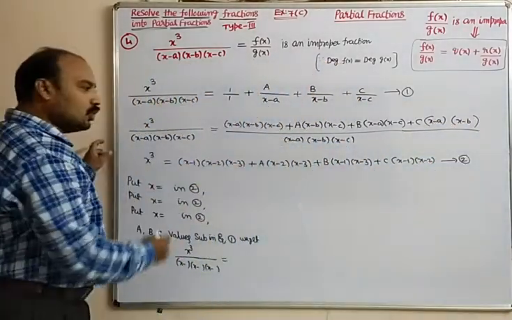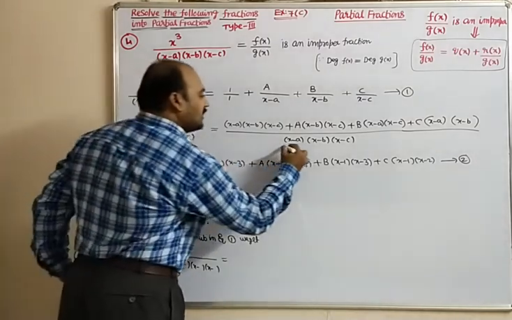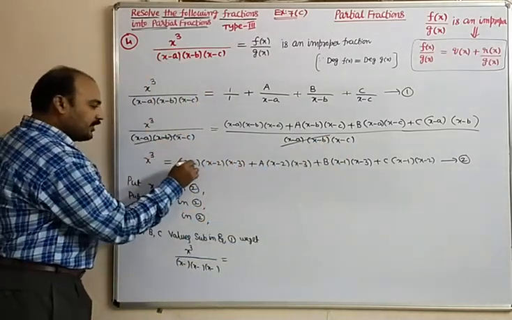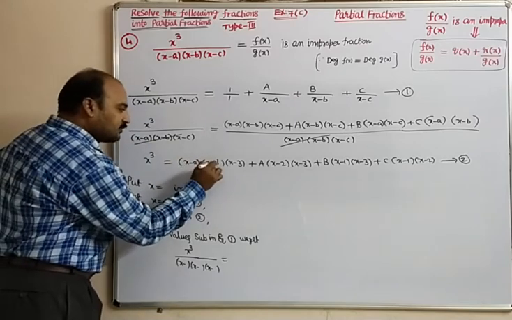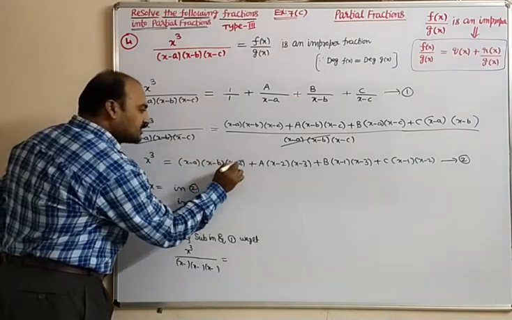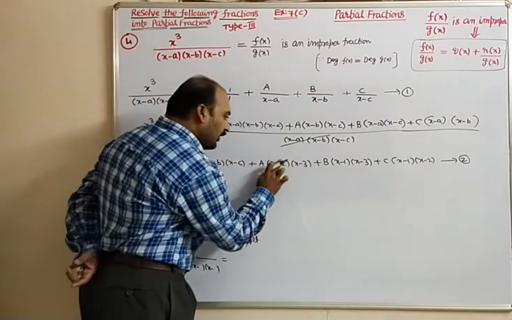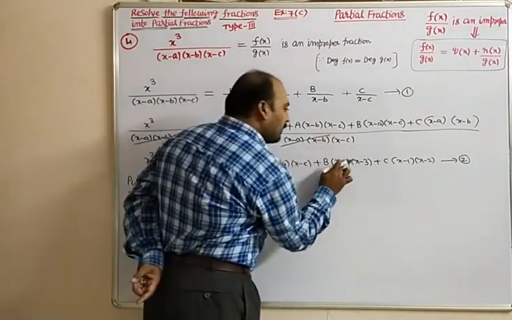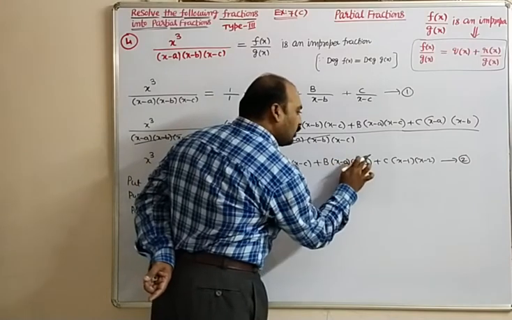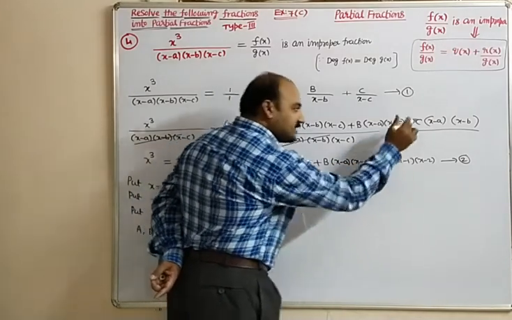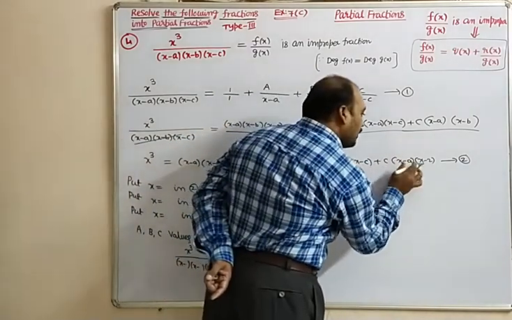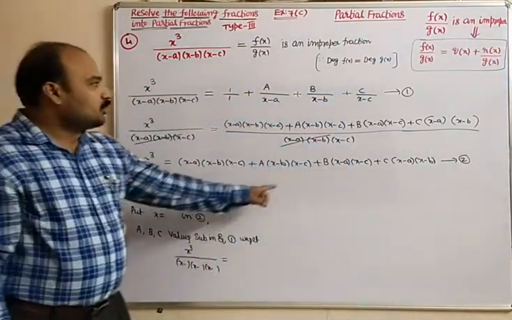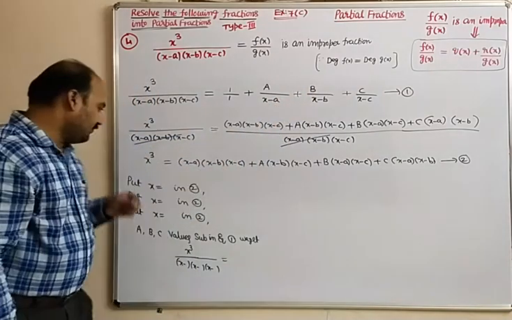After that, both sides' denominators will be cancelled, and for the rest of the terms, x cube equals A into (x minus b)(x minus c) plus capital B into (x minus a)(x minus c) plus C into (x minus a)(x minus b). This is equation number 2, and this is equation number 1.